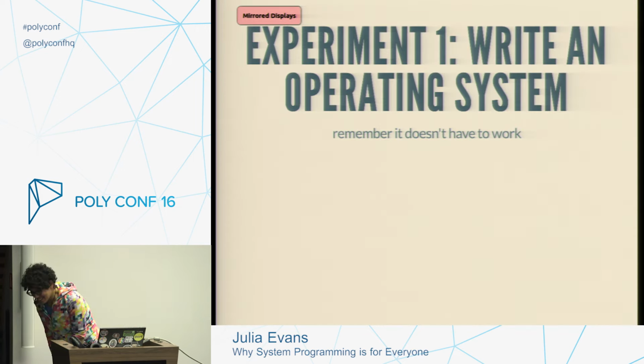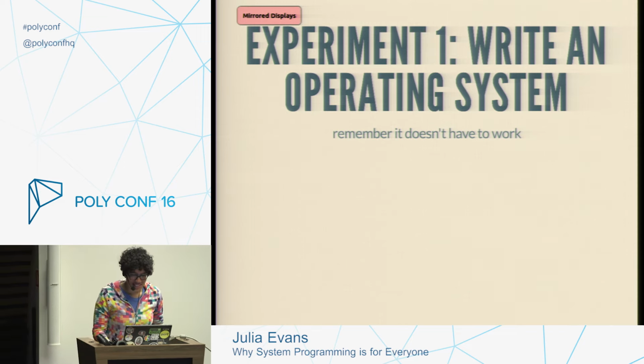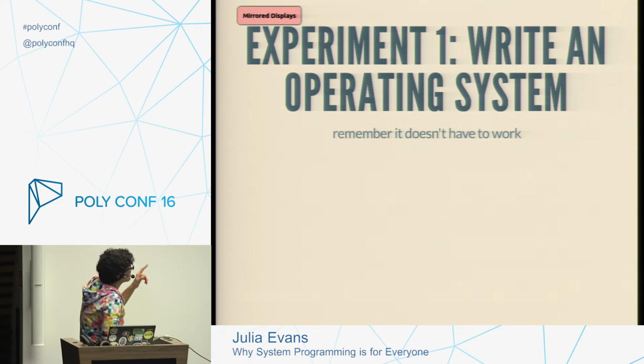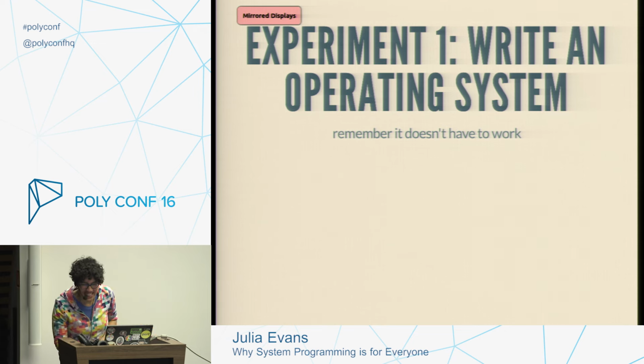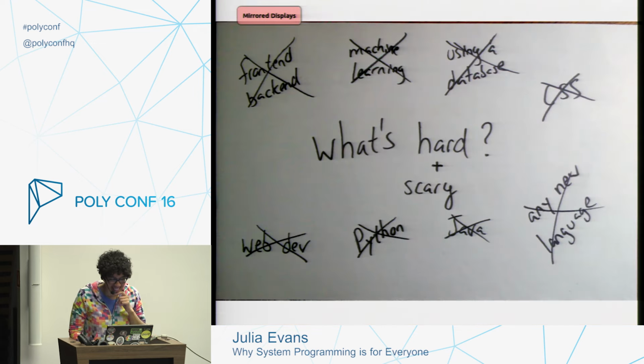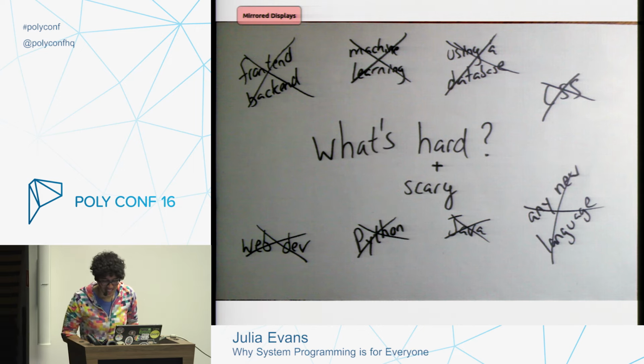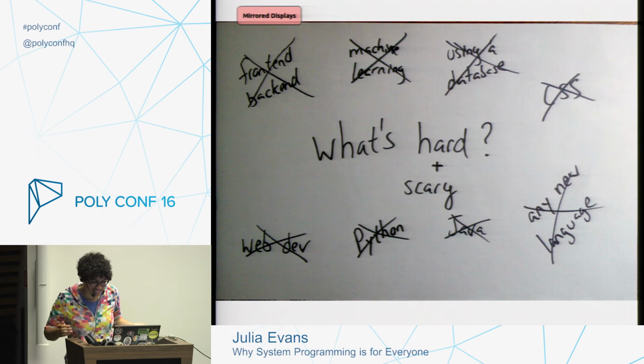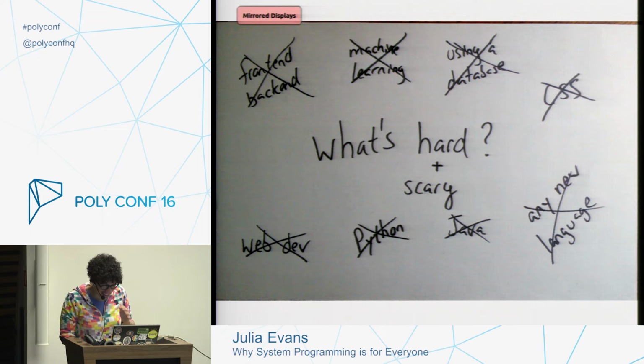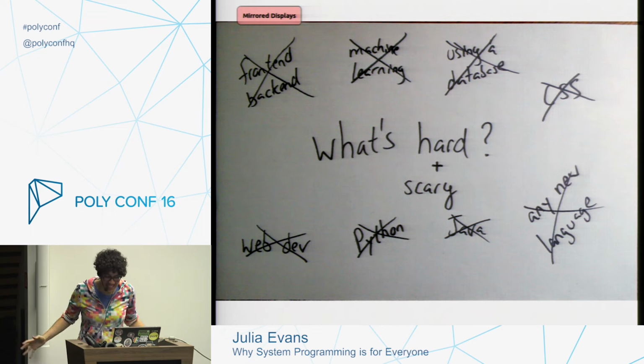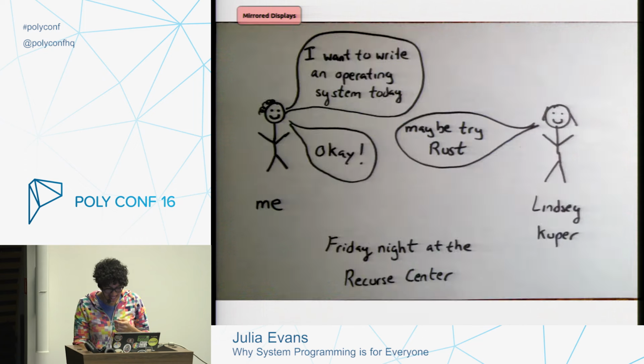I want to tell you about a thing I did, which is that I once wrote an operating system. The key thing to remember is that it doesn't have to work. And it didn't, so it was good. I'm not scared of new languages, and I just didn't want to learn Clojure. I love you Clojure people. I wanted to learn something I thought was really scary, and operating systems are really scary.